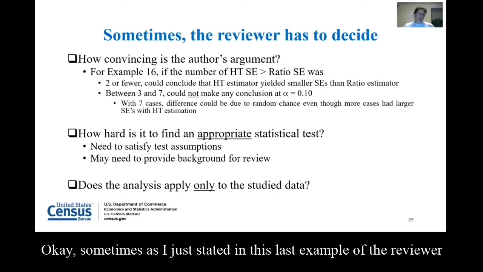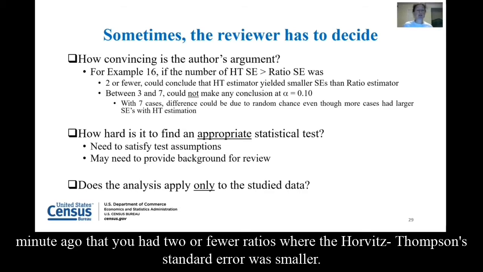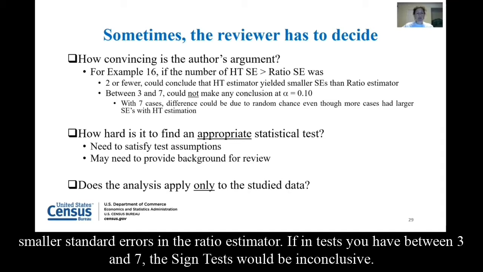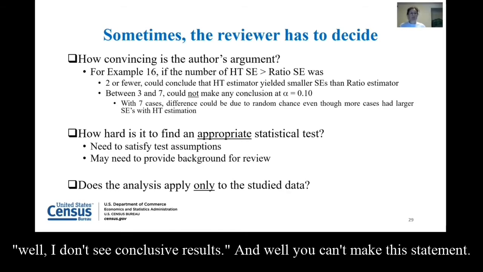Okay. Sometimes, as I just showed in this last example, the reviewer has to decide. For example, suppose in that last example that we had a minute ago, that you had 2 or fewer ratios where the Horvitz-Thompson's standard error was smaller. You could conclude that it yielded smaller standard errors in the ratio estimator. If in 10 tests you had between 3 and 7, the sign test would be inconclusive. So, that doesn't really help you too much. Then I guess as a reviewer, you could say, well, I don't see conclusive results, and you can't make this statement.